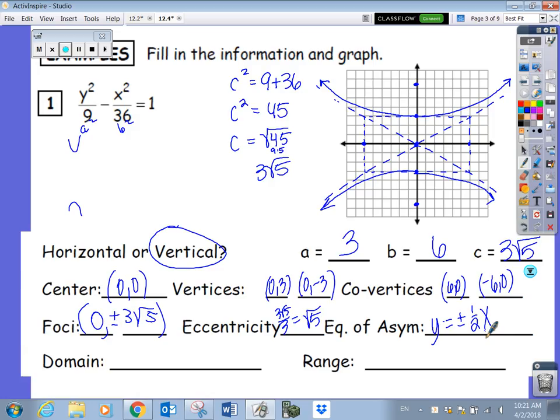Now, today's going to be pretty easy. Tomorrow, when we introduce the parabolas, it's going to look similar. The equation of a parabola is going to look similar to a line. But a parabola is squared. A line is not squared. So important to know the difference between the two.